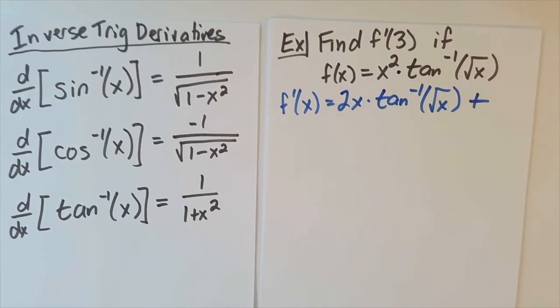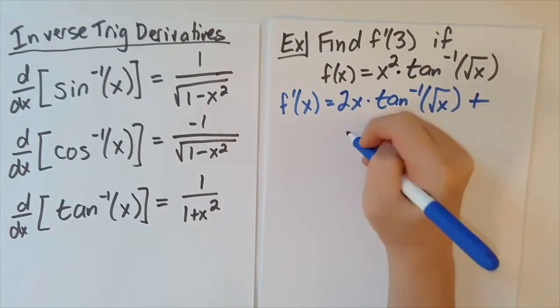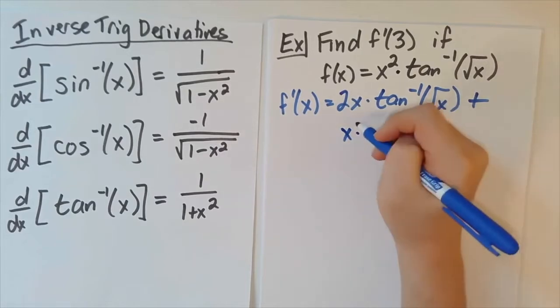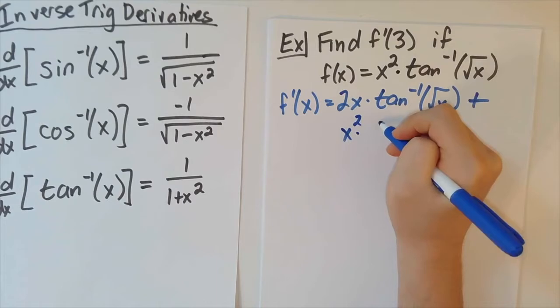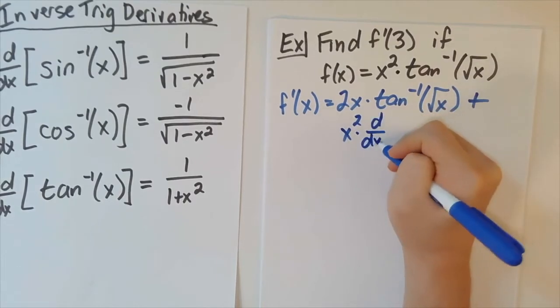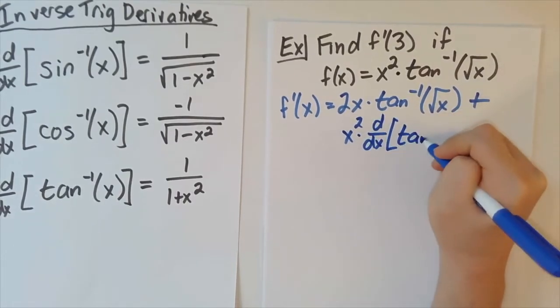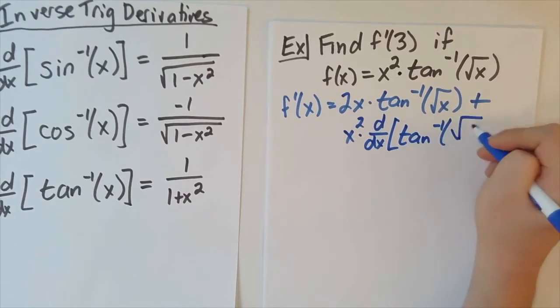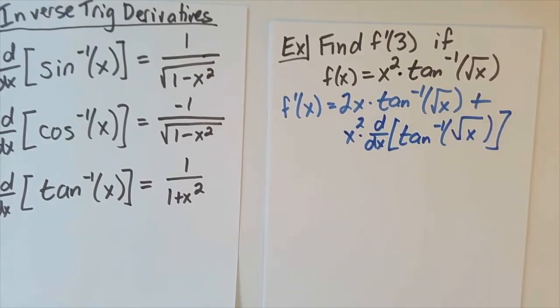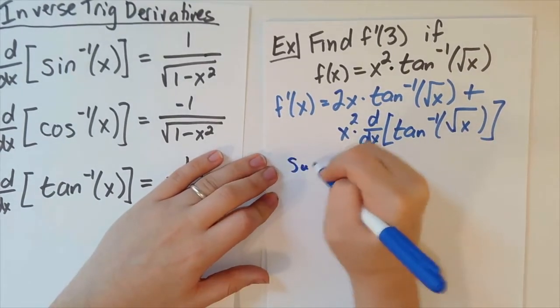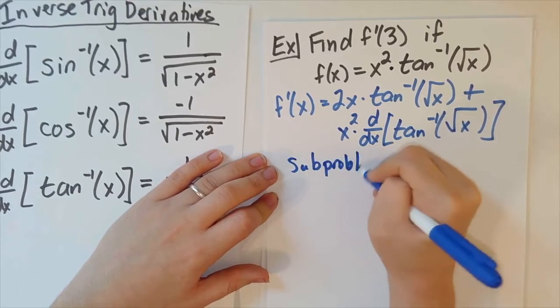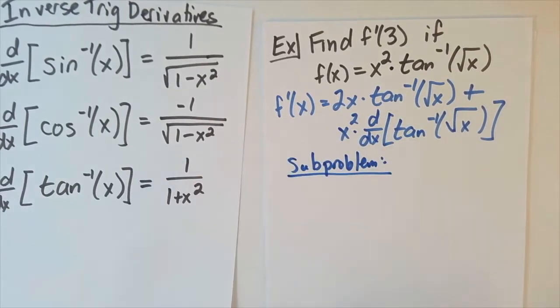So that's going to tell me that when I go to take this derivative, I get the derivative of the first part, which is 2x, times the second part, the inverse tangent of the square root of x, plus, and now I'm going to have the first times the derivative of the second. So times, and I'm just going to write times the derivative of inverse tangent of square root of x here, and do that part separately. Okay. So here's our subproblem world, where we're going to figure out the derivative of inverse tangent of square root of x.